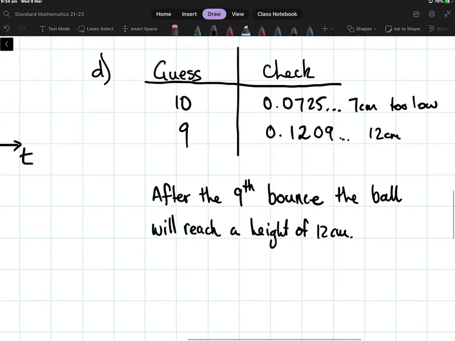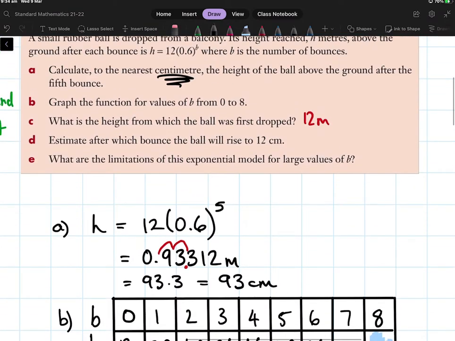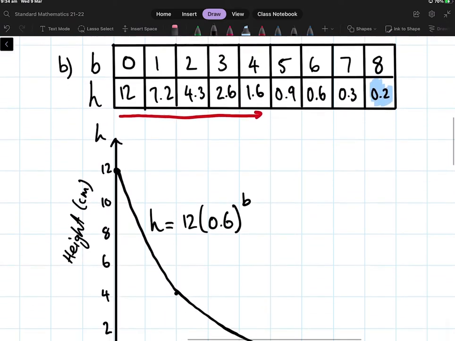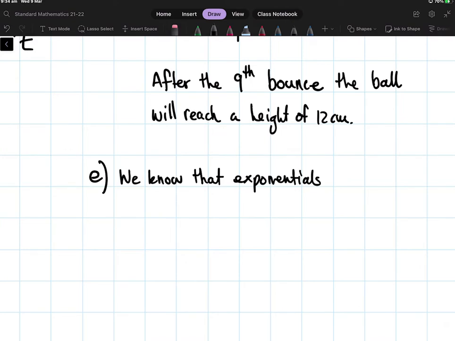Question E, and I'll just scroll back up to it for a second. It says, what are the limitations of this exponential model for very large values of b? So the limitations. Well, we know that exponentials have an asymptote. That is, it's never going to equal 0 in this model here.